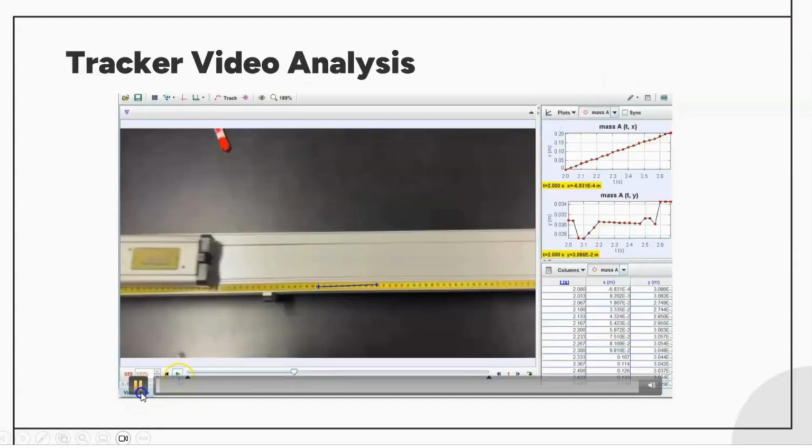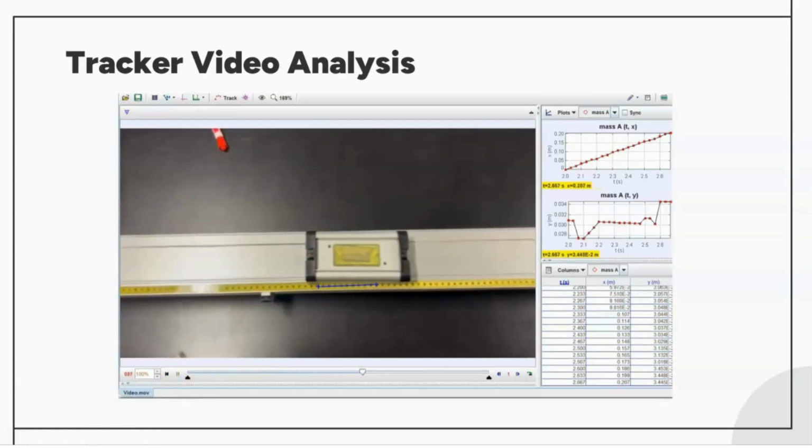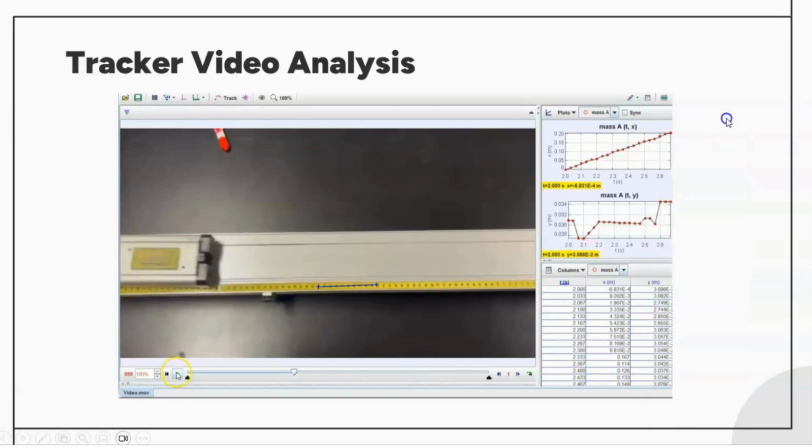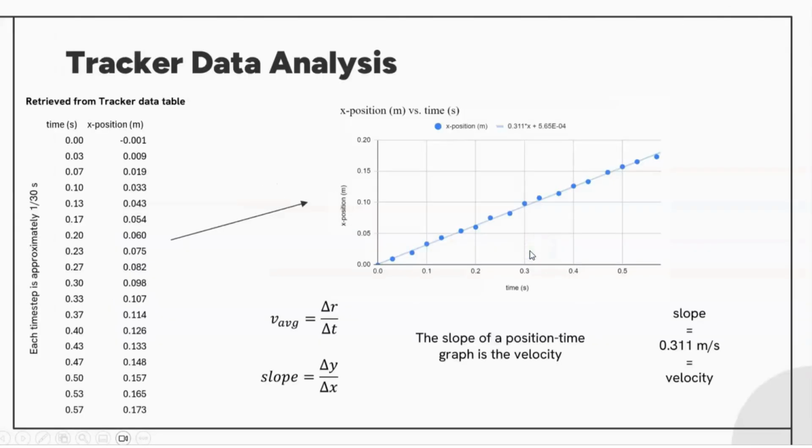And this is the tracker video analysis. So it's when I click the center of mass as the car was moving to record its position over time. And now we're going on to the data analysis. So on the left is the data table that I collected directly from Tracker. And notice how each time step is 1/30th of a second, and I'll be using that in the computational model.